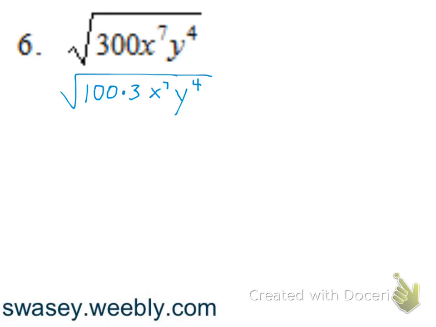And so square root of 100 is 10, so 10 is in front. Square root of 3, that 3 is still underneath the radical. Now you can think of that index as a 2. 2 goes into 7 3 times, so we have x to the third. But then you're left with x to the first power. 7 divided by 2 is 3 with the 1 remainder, so x to the first power has to stay underneath there. And then the square root of y to the fourth is y squared.